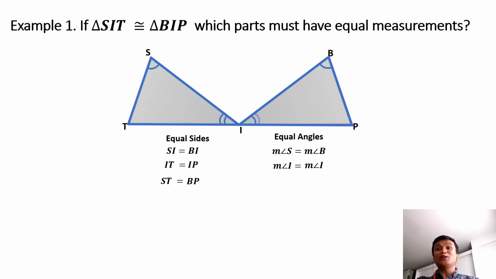That is also equal to the measure of angle I, or the measure of angle SIT is equal to the measure of angle BIP. How about the measure of angle T? Very good. That is equal to the measure of angle P. Okay, very good. We determined all the corresponding parts of triangle SIT and triangle BIP. Now let's try another one.